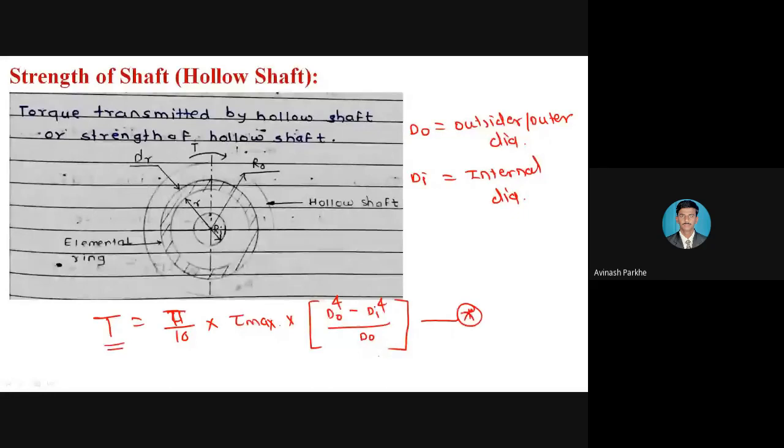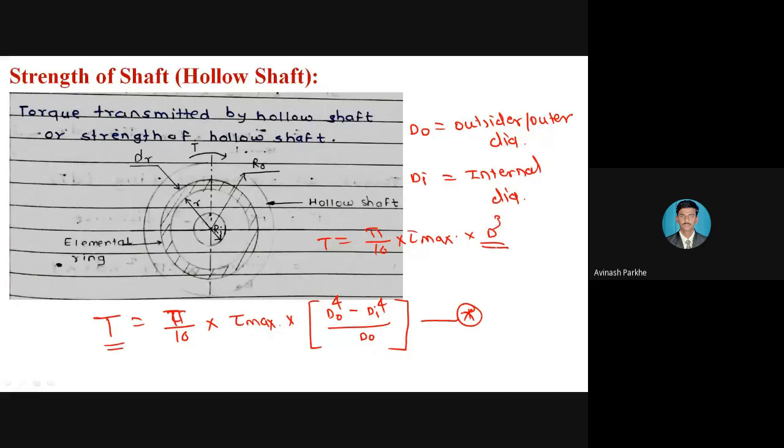Please understand the basic difference between the solid shaft and the hollow shaft. The formula for solid, see, T is equal to pi by 16 into tau max. Pi by 16 into tau max is common for the solid shaft as well as the hollow shaft. The only difference is their diameters. In solid shaft, only the d cube term is there. Pi by 16 into tau max into d cube only.